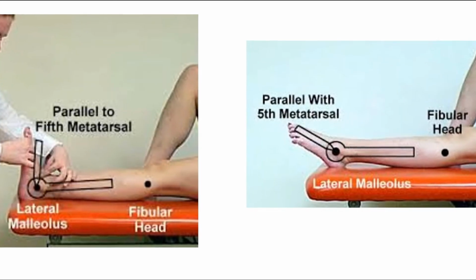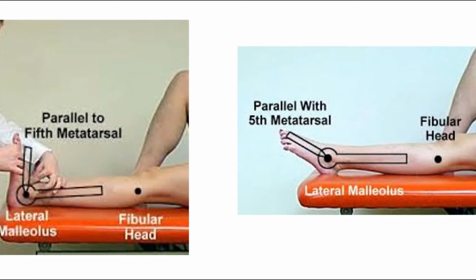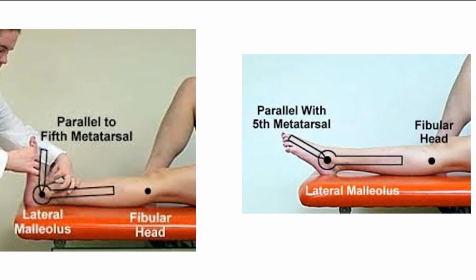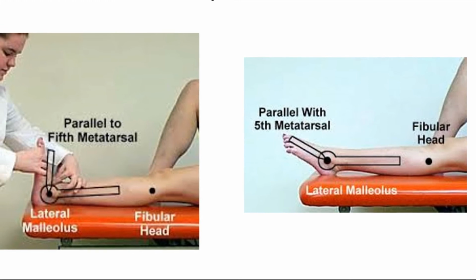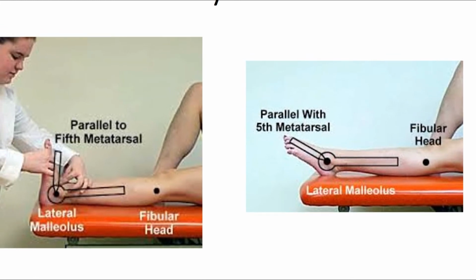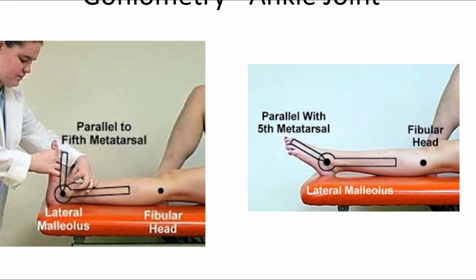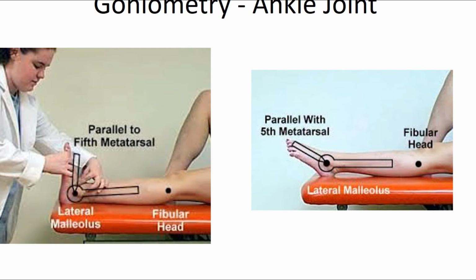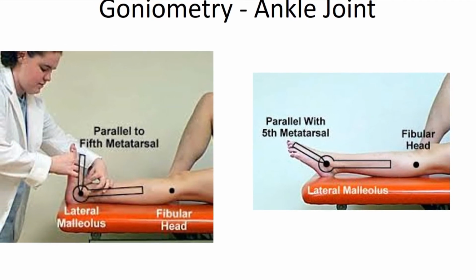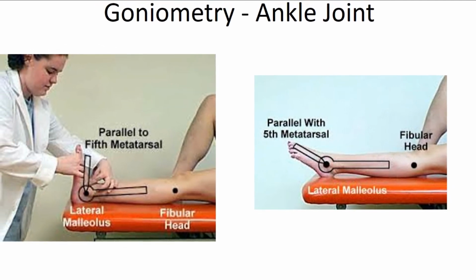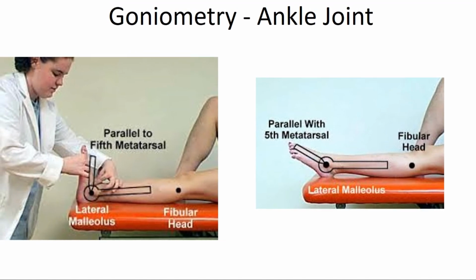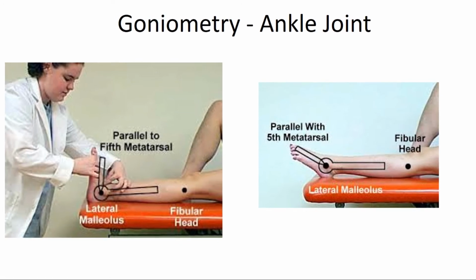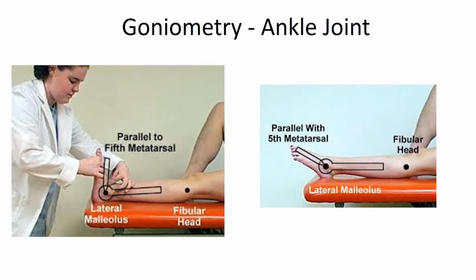Measure range of motion of ankle dorsiflexion and ankle plantar flexion. Goniometry alignments are: center fulcrum of the goniometer over the lateral aspect of the lateral malleolus. Align proximal arm with the lateral midline of the fibula using the head of the fibula for reference. Align distal arm parallel to the lateral aspect of the fifth metatarsal, although it is usually easier.